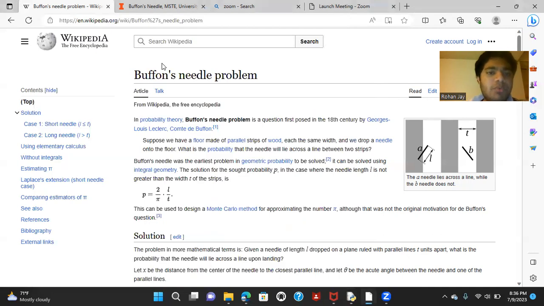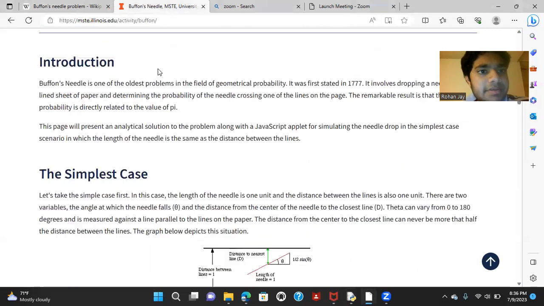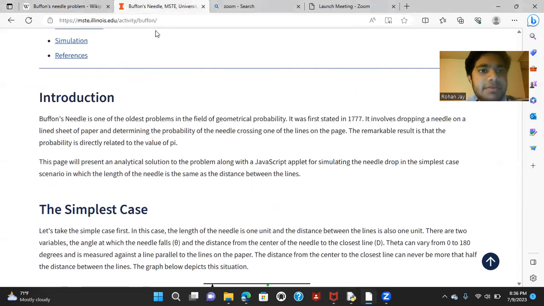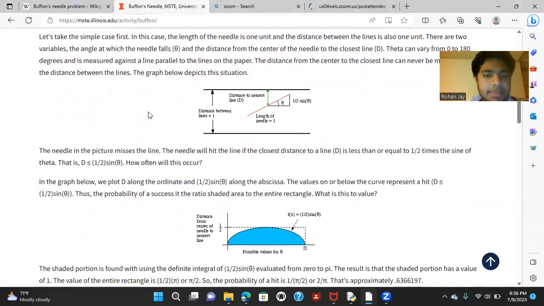So if you're curious about why we're able to calculate this, here is a very good explanation for the proof online using this link. And basically what it does is take some arbitrary angle, because the needle can fall at any angle. That's the point of the problem. And it names this angle theta.